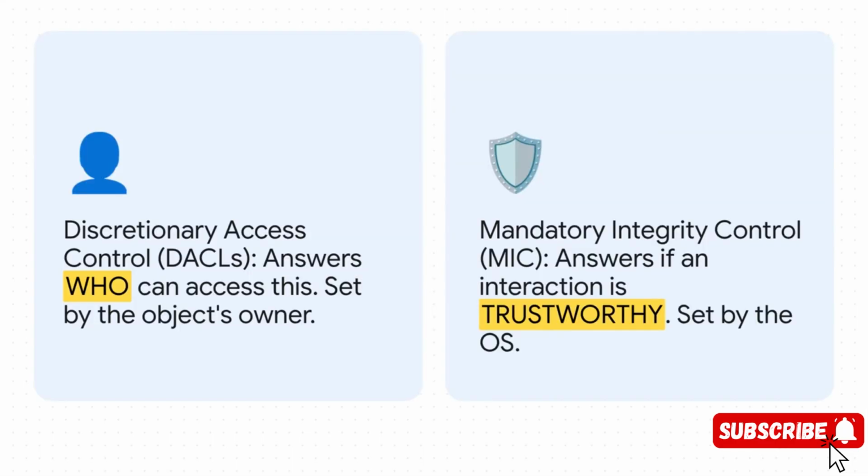So this gives us 2 layers of defense, and it's key to understand the difference. The DACL, the first check, answers the question, who can access this? And it's set by the owner of the file. You set it. But mandatory integrity control answers a different question. Is this interaction trustworthy? And that is set by the operating system itself. The golden rule here is super simple. A process with a lower integrity level can never write to an object with a higher integrity level. End of story. That's what stops your low-integrity web browser from messing with your medium-integrity documents, even if the DACL says your user account can.